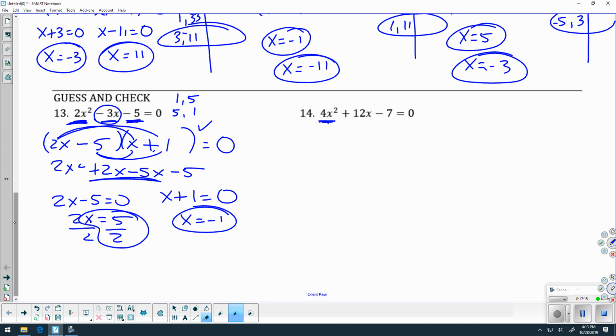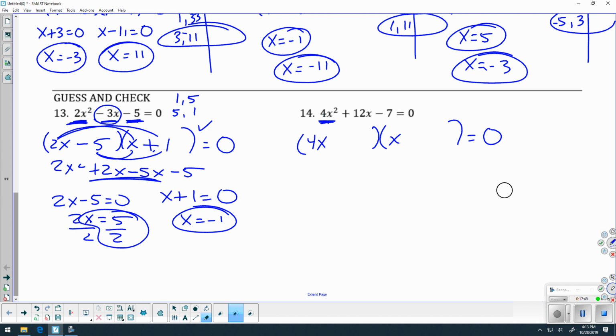For the next one, number 14. What makes this one more of a pain is the fact that it's a 4x squared. So why is that a pain? Because you can have one of two things. 4x squared could be 4x and 1x, or it could be a 2x and a 2x, right? Because 4 is a composite number. It's not prime. There's two different ways you can get 4. You can get 4 times 1 or 2 times 2, right? So this would be a lot of playing around, figuring out numbers. So let's just try the 4x and the 1x to start. Let's try that one first.